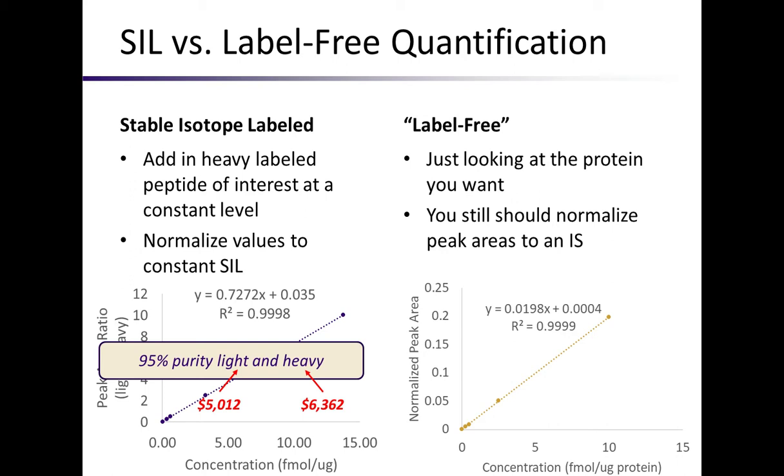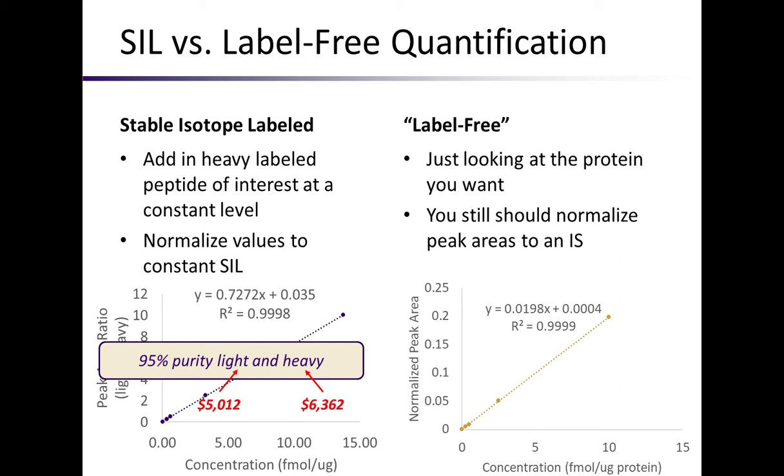You do need at least 95% purity light and heavy peptides, and those can be kind of expensive, right? Now you're buying a lot if you're spending this much on it, but it will last you for a while, but it's a pretty big front-end investment.